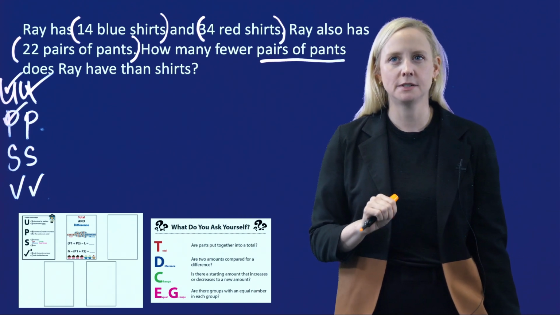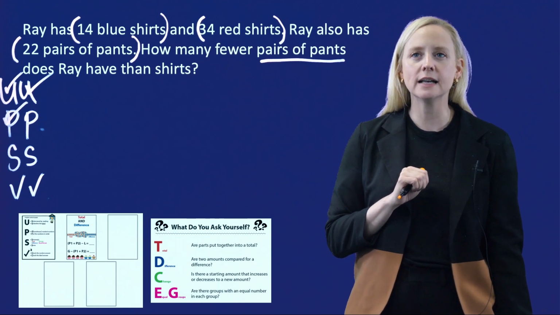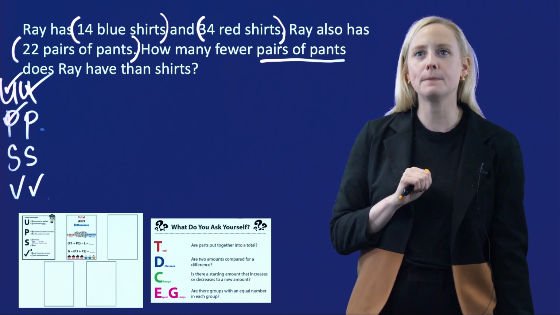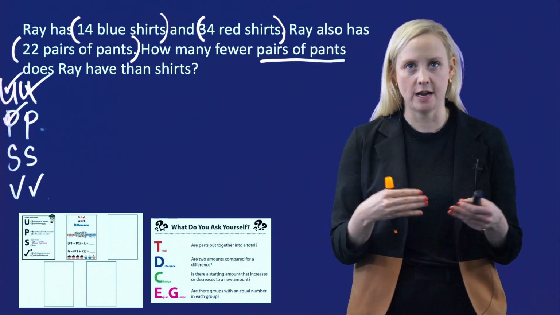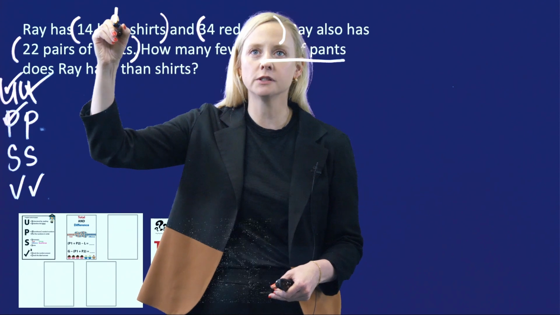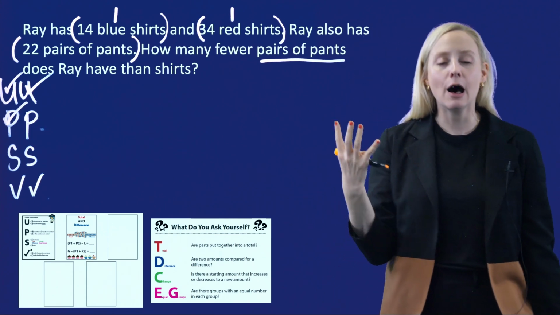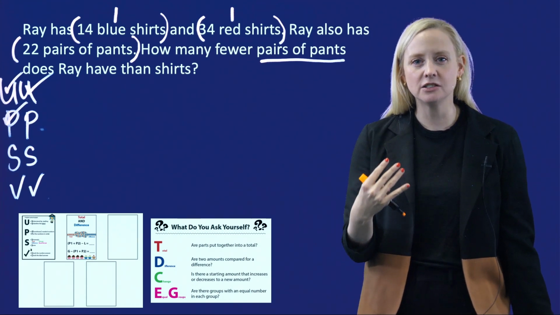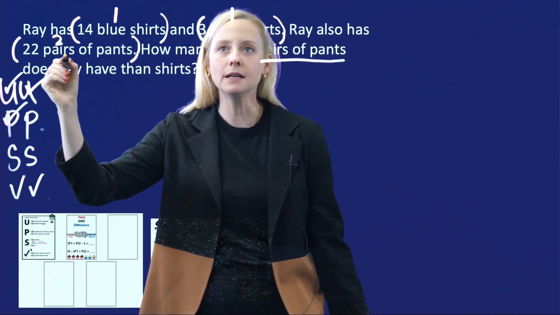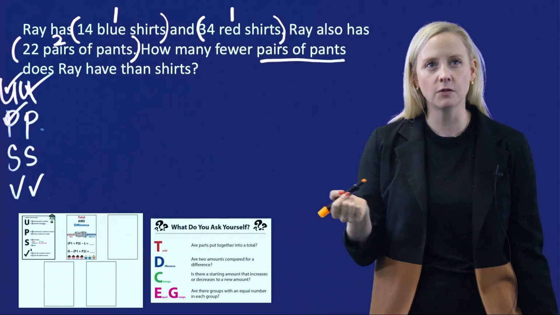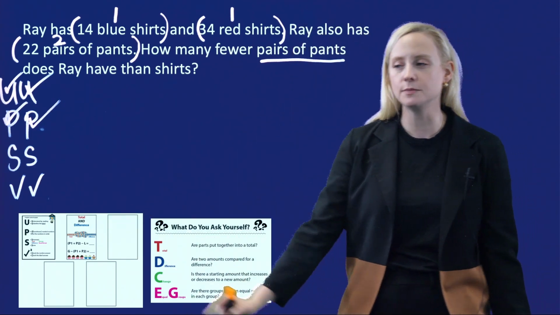So let's reread our problem to help us. It says Ray has 14 blue shirts and 34 red shirts. Ray also has 22 pairs of pants. How many fewer pairs of pants does Ray have than shirts? Well, first I need to figure out how many shirts Ray has. So I'm going to put a 1 above 14 blue shirts and a 1 above 34 red shirts. After I figure out how many shirts he has, what I then can do is compare those to the number of pants. So I'm going to put a 2 above pants to let me know that 22 pairs of pants is involved in my second step in solving the problem. Now that I have put those numbers in order, I can move to my first S.